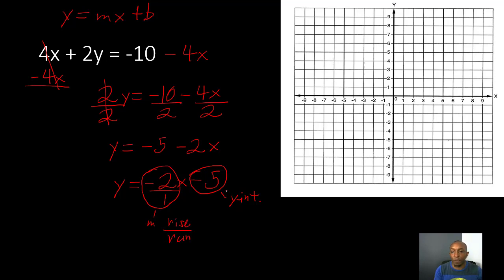So let's graph our y-intercept. We come down here to negative 5, graph our y-intercept, and then our rise and run is going to be negative 2 over 1. Remember, our rise is our y and our run is our x. So we're going to go down 2 and 1 over to the right. And then we're going to go again, down 2 and 1 over to the right. And so we've just created our line for this equation. And that's how you do your slope-intercept form. Let's take a look at another problem.